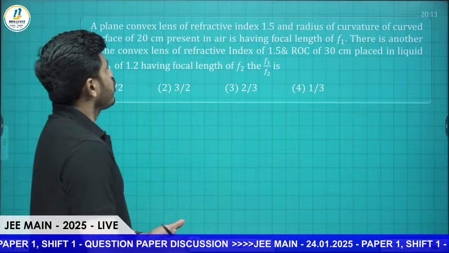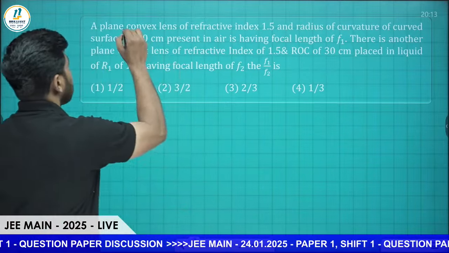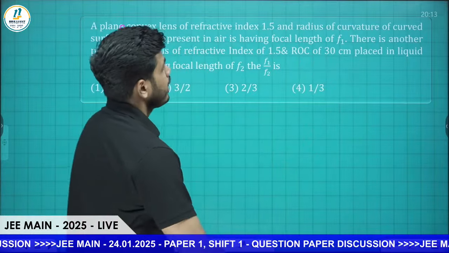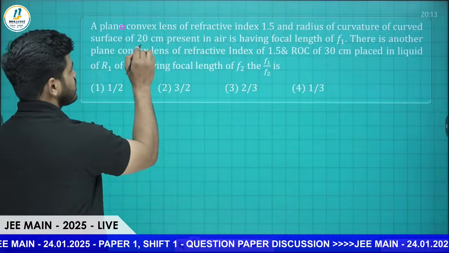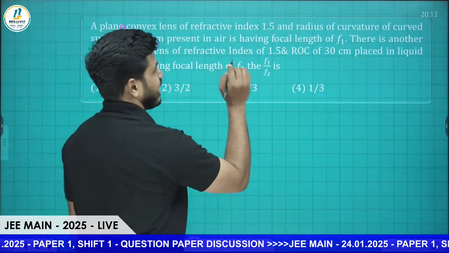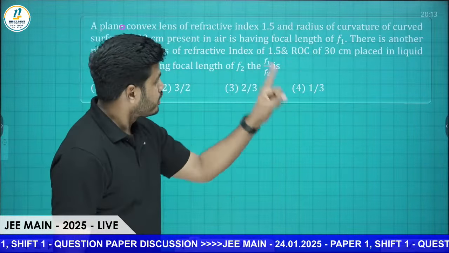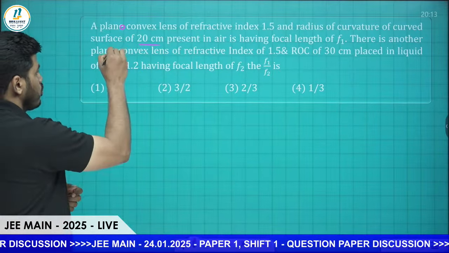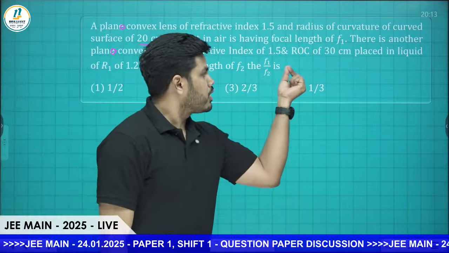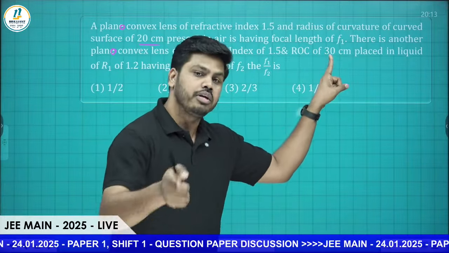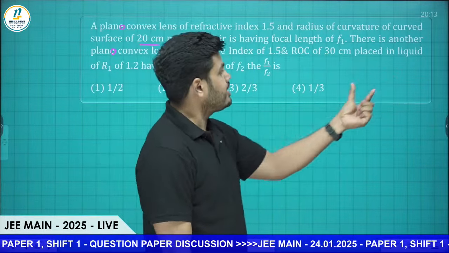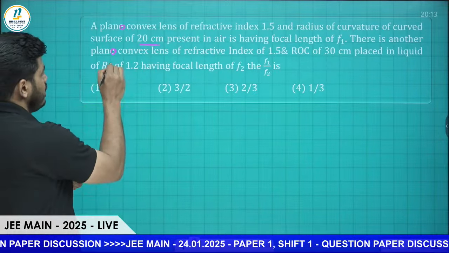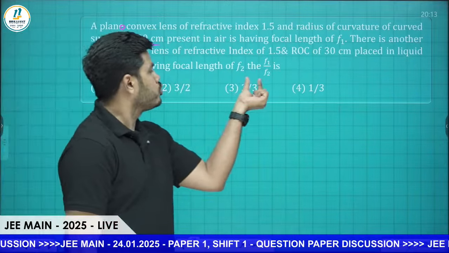Yeah, a plane convex lens. Actually, it is a plano-convex lens. Okay, plano-convex lens of refractive index 1.5 and radius of curvature of the curved surface 20 centimeter, present in air, having focal length of f1. Right. There is another plano-convex lens, again of refractive index 1.5 and ROC, which stands for radius of curvature, of 30 centimeter, placed in a liquid of refractive index, okay, this is RI, refractive index, of 1.2.